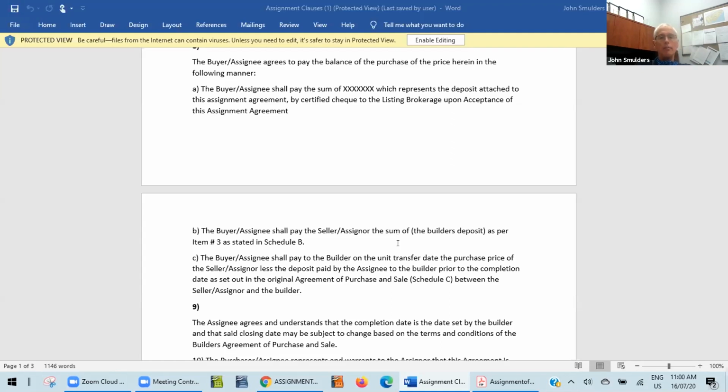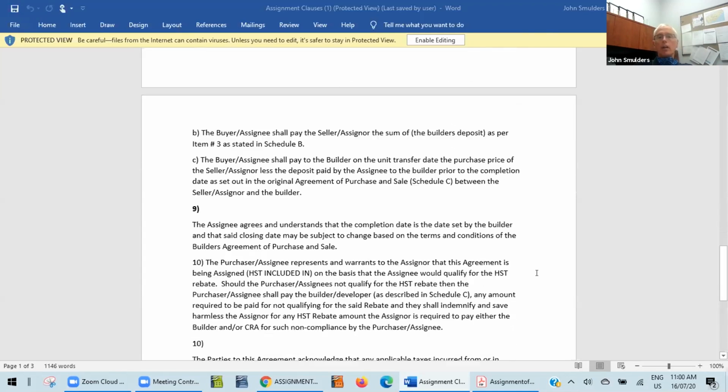This is clause number 9: the assignee agrees and understands that the completion date is set by the builder and that the said closing date may be subject to change based on the terms and conditions of the builder's agreement of purchase and sale. It's not a guaranteed closing date. Forms 145 and 150 do not have completion dates on them, and it's as per the builder's contract.